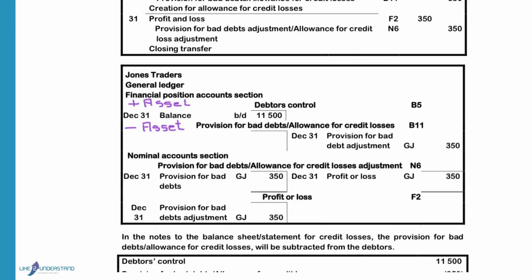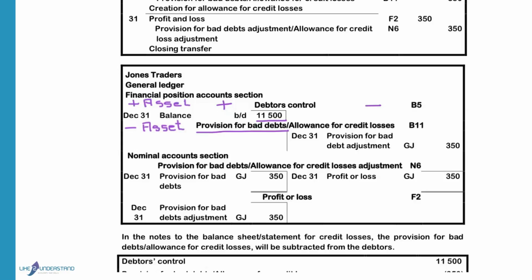The debtors control has a balance of 11,500. To provide for people that will possibly not pay their accounts in the future, we create a provision for bad debts that is a negative asset. Debtors will increase on the debit side and decrease on the credit side. We would normally credit the debtors control when we want to decrease it.